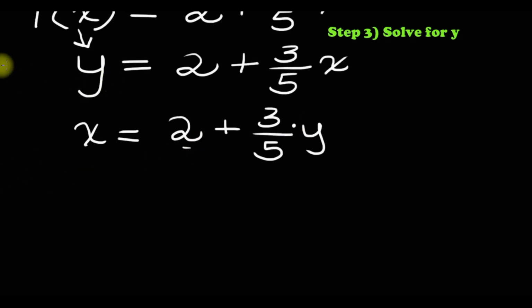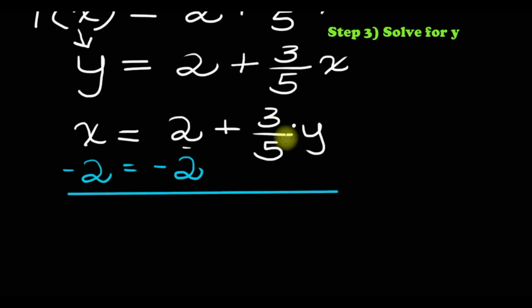So how do I get rid of the positive 2? How do I make that go away? I would have to minus 2, right? Because the opposite of positive 2 is negative 2. So then I got to put negative 2 on this side.